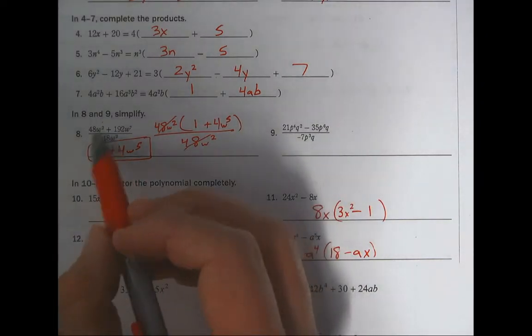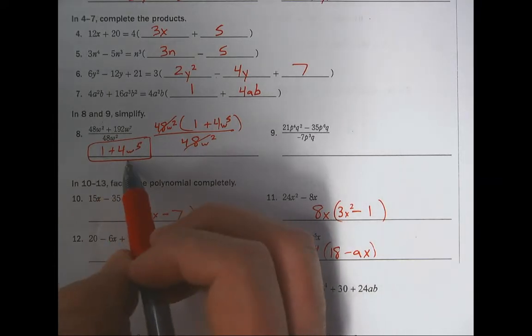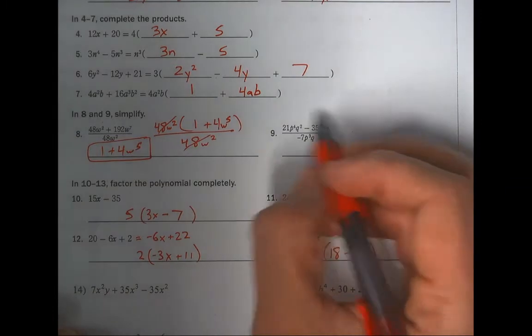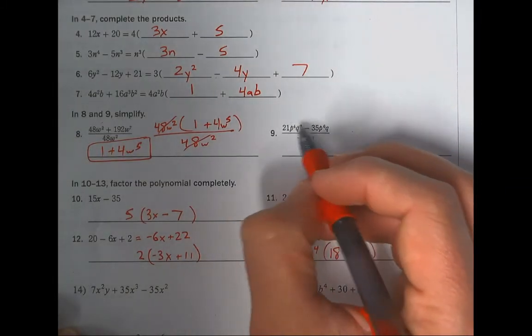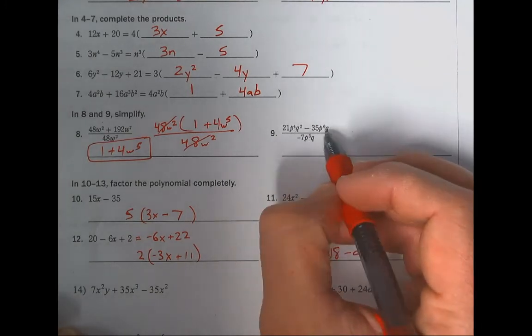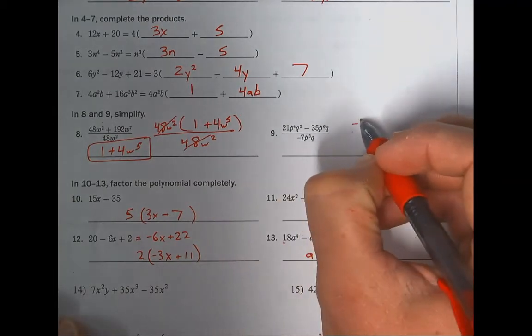Remember, you cannot just cancel when there's addition. The answer is not 192w to the 7th. It's 1 plus 4w to the 5th. Okay, so we have to create multiplication to cancel. So here we'd like to factor out this whole bottom piece if we can. Can we take a negative 7 out of both of these? Yes. P to the 3rd? Yes. And just a q? Yes. So we can take all of this out.